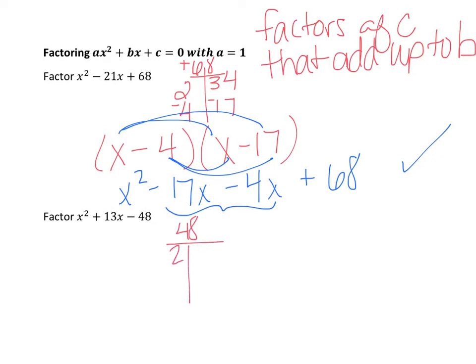So I'm going to start with 2 and 24. Not going to cut it. It's not divisible by 3. Oh, it is divisible by 3. So 3 and 16, and that's actually what I needed. How do I get a positive 13? Well, 16 is going to have to be positive. 3 is going to have to be negative. That does multiply to give me a negative 48. So x minus 3, x plus 16.